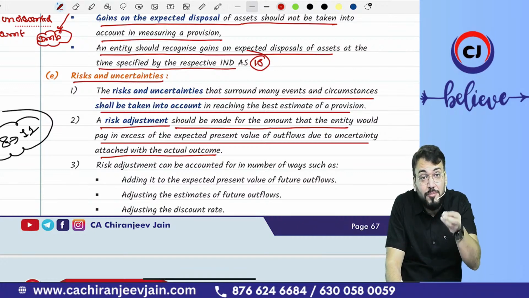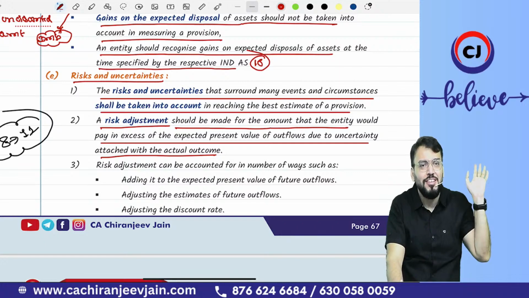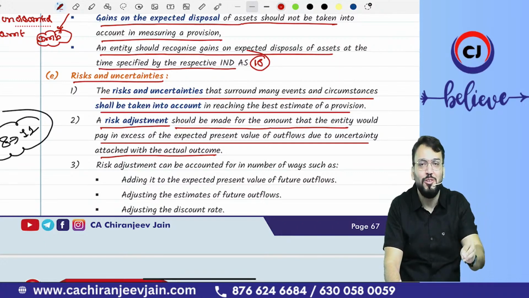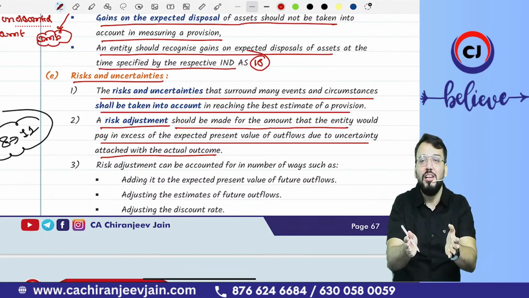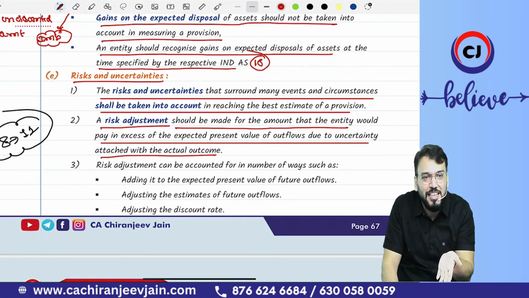Now, how to perform that risk adjustment? Can you say once again, as per the information given in the question? As per the information given in the question. Please believe me, any question will come. If you are a CA final student, you will be able to understand that yes, some adjustment is required.